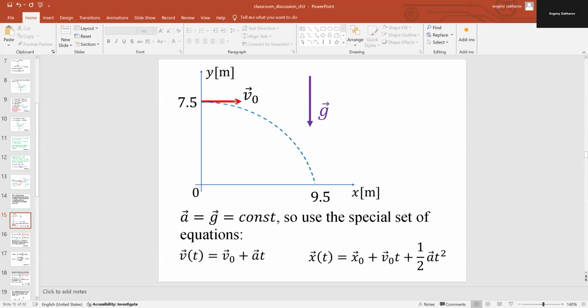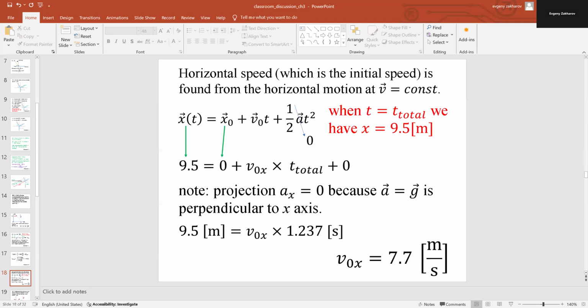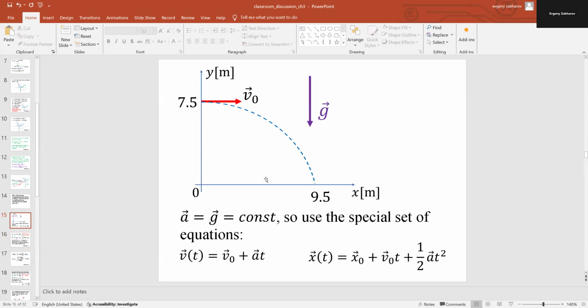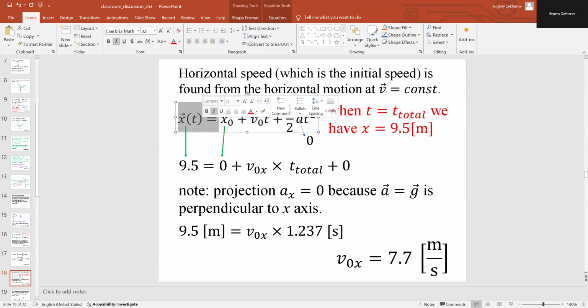And the initial speed requires the velocity equation. Direction is already shown, it's horizontal. But for the speed, we need to solve the position equation. The next thing that is given, what is given? It's given that it's at 9.5 in terms of the x-axis. So for my x position, at the time when we hit the ground, my position is 9.5 meters.